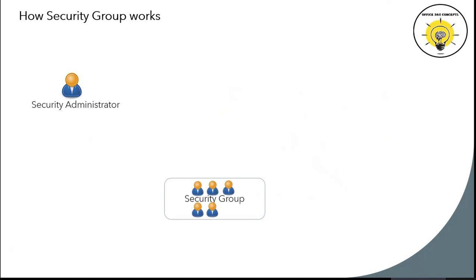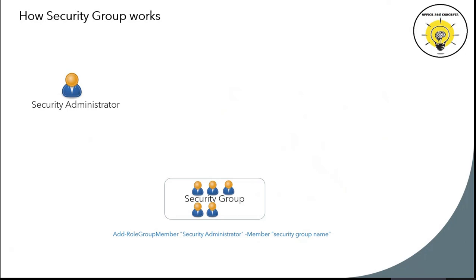Once all of the users to whom we want to assign that permission are members of this particular security group, we will be assigning that permission on this security group. So what will happen once a permission is assigned on a security group? All of the members of that particular security group will inherit that permission from the security group. So you will not have to assign that permission one by one to each user account. So a security group is used to assign permissions in bulk.